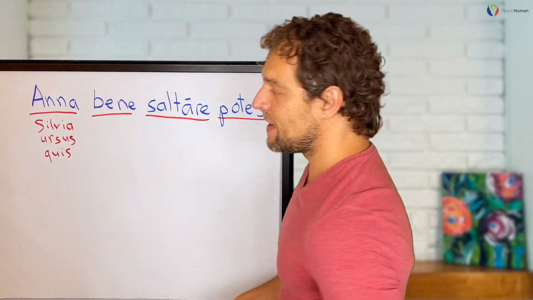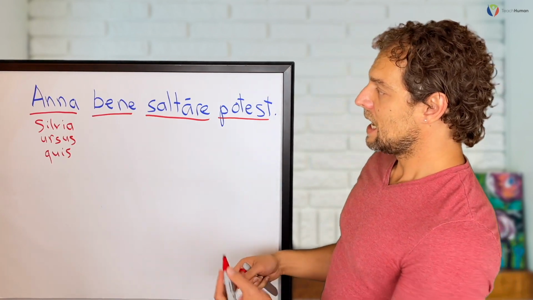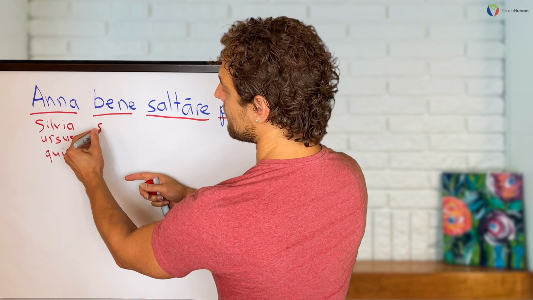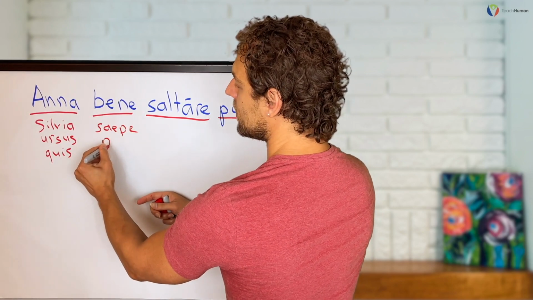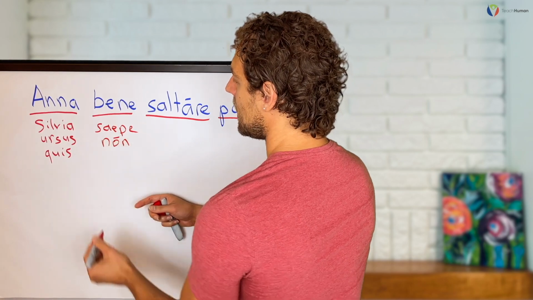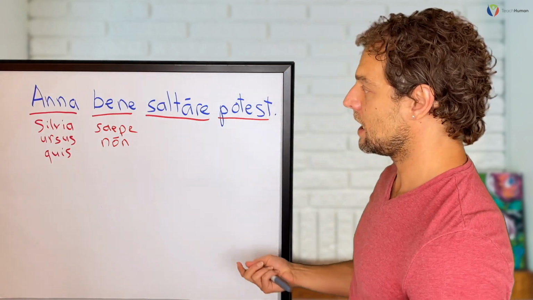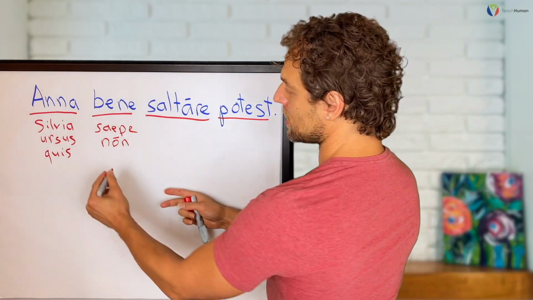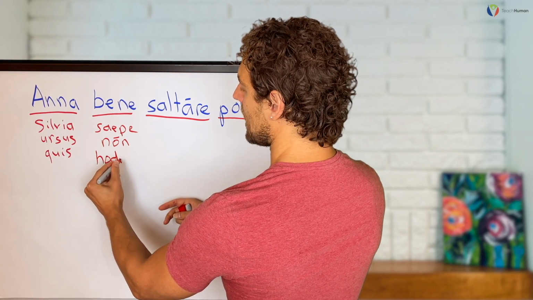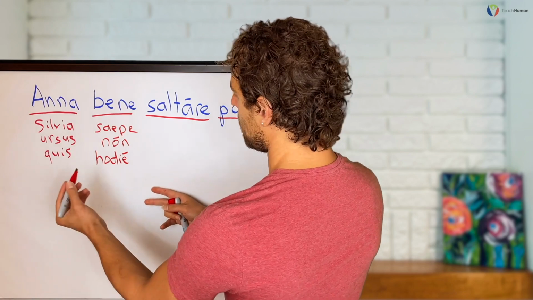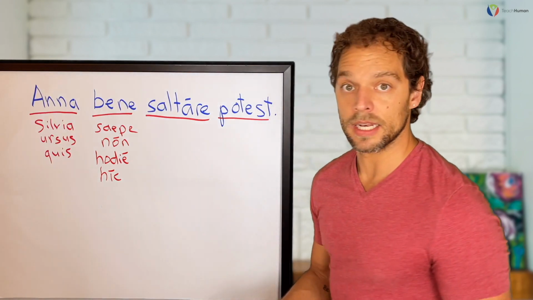Under bene, there could be lots of other things that go in that slot, right? There could be saepe, so other adverbs, basically. She often is able to dance. Non, she's not able to dance. That's not a true statement overall, although maybe there's a setting in which she can't. You could have other additional information in the slot, like hodie. That's again sort of a temporal adverb, right? Hodie bene saltare potest. Hic, right here, she can dance well.